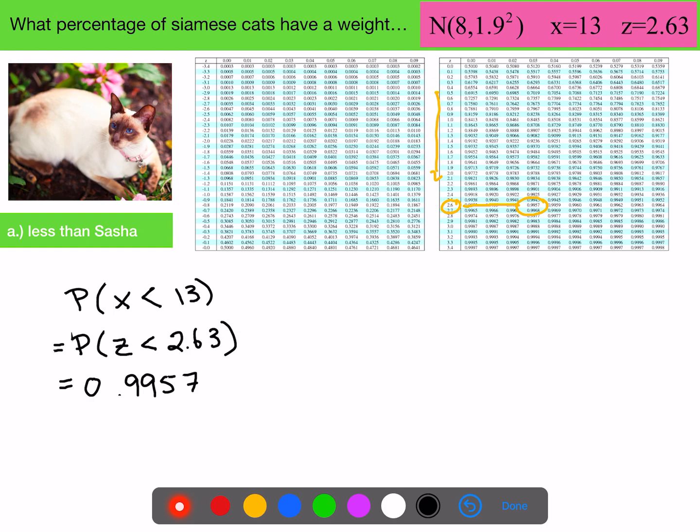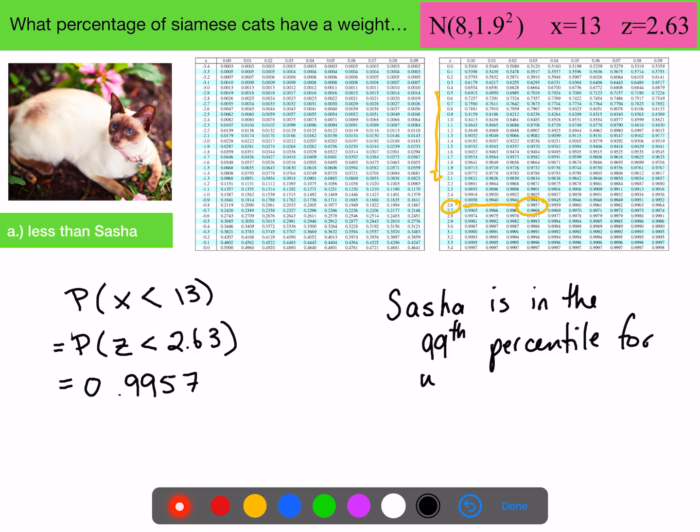So she's really in the extreme wing of that graph. We can also say she's in the 99th percentile. With percentiles, you always just round down, or truncate the number to the whole number of percent. So Sasha is in the 99th percentile for weight. You can either write that as your conclusion, or you can write that 99.57% of all Siamese cats weigh less than Sasha.